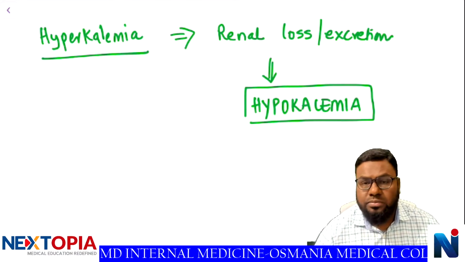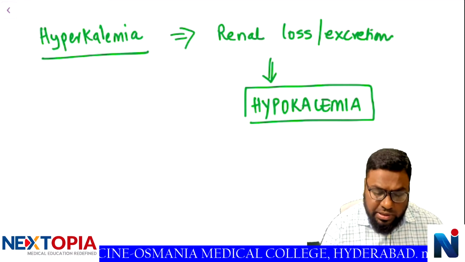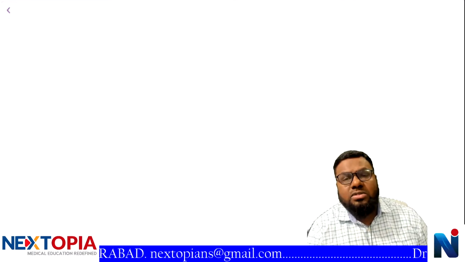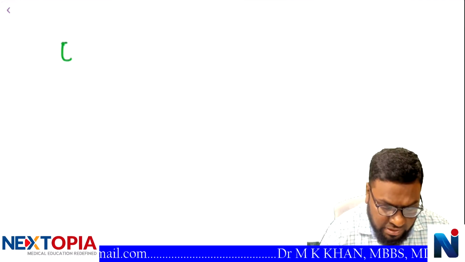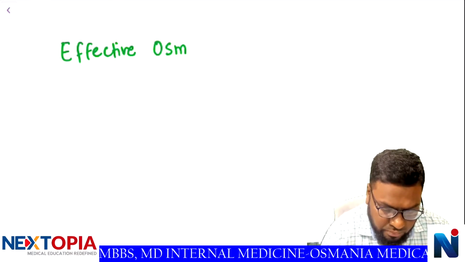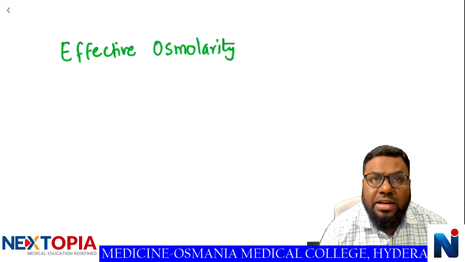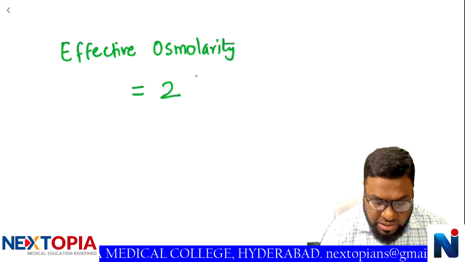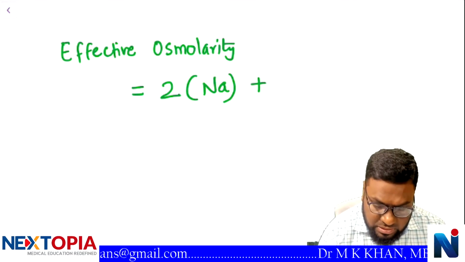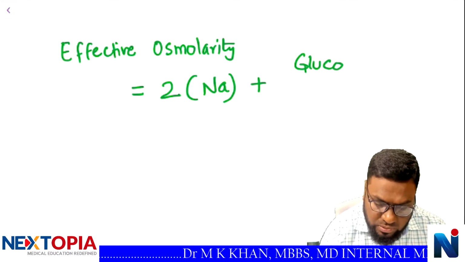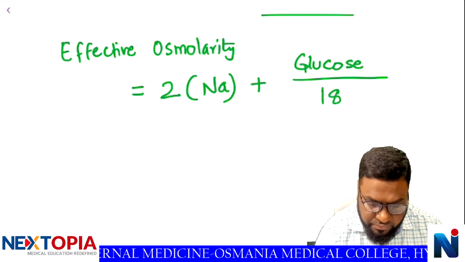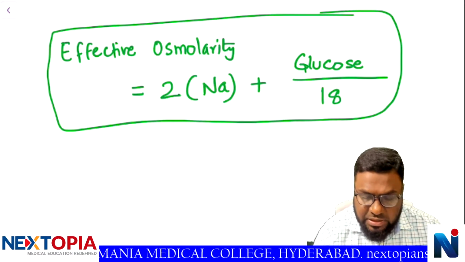All right. The effect of insulin deficiency on the sodium concentration. What is the sodium concentration? If you see the effective osmolarity, the effective osmolarity is calculated by the formula 2 times sodium concentration in milliequivalents per liter plus glucose in milligrams per deciliter divided by 18. This formula helps us in understanding the sodium balance.